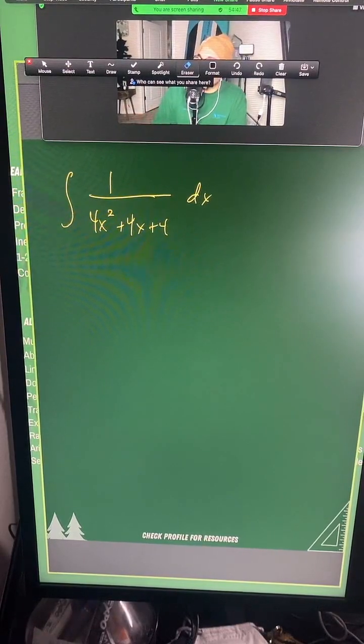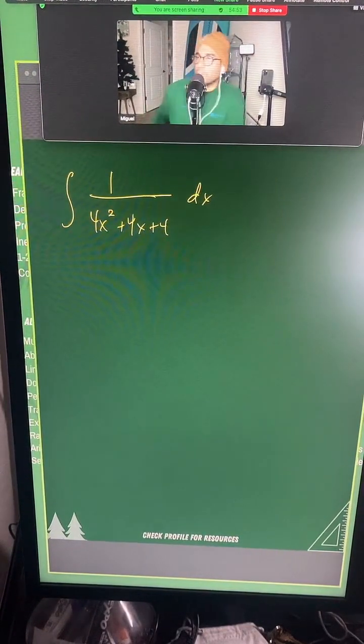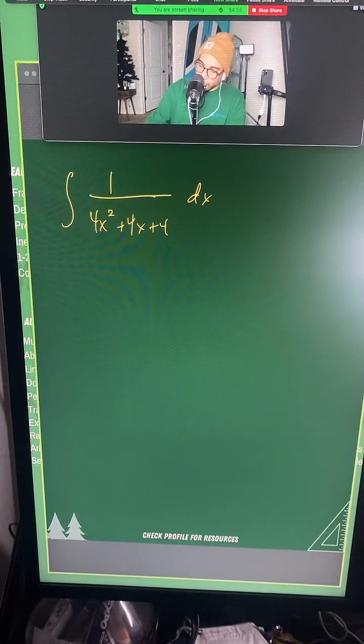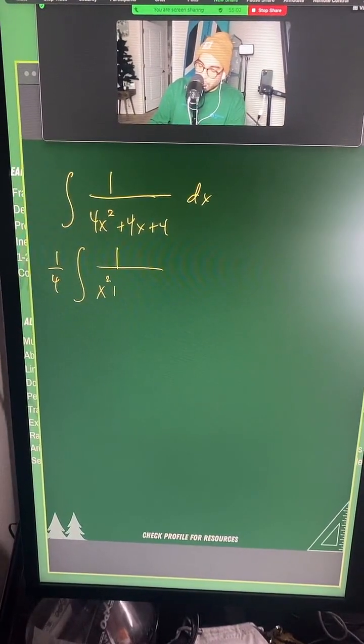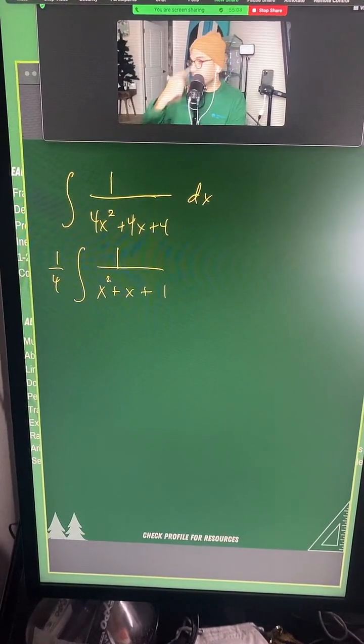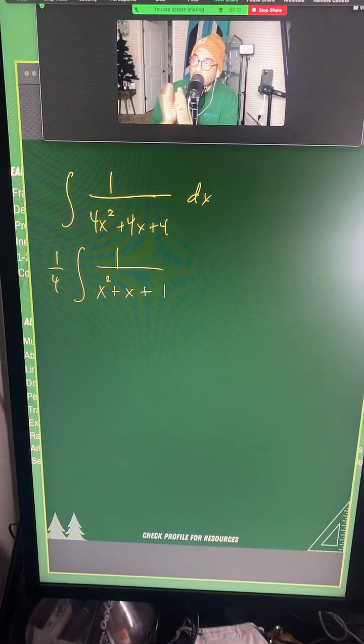Okay. So someone said, let's go ahead and take out the 4. And someone's saying partial fractions. I think that's going to be true. Let me move. I realized that I shouldn't have that. There you go. Much better. Okay. So let's go ahead and factor out a 4 from everything. So we have a 1/4 integral of 1 over x squared plus x plus 1. Someone said partial fractions, but if we're going to use partial fractions, we are going to have to factor the bottom out. But can we even do that?